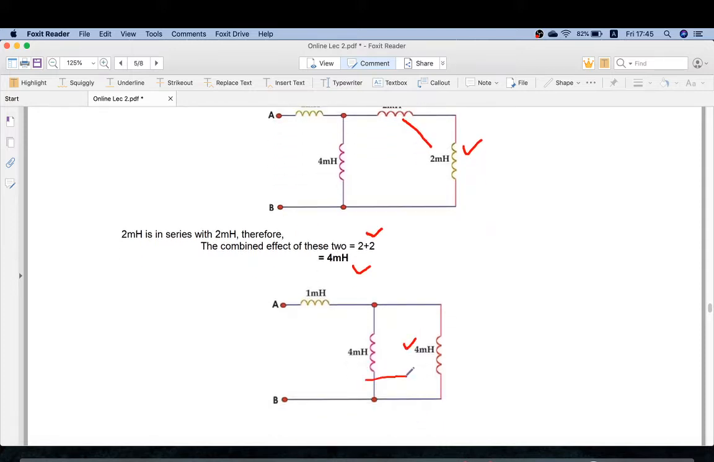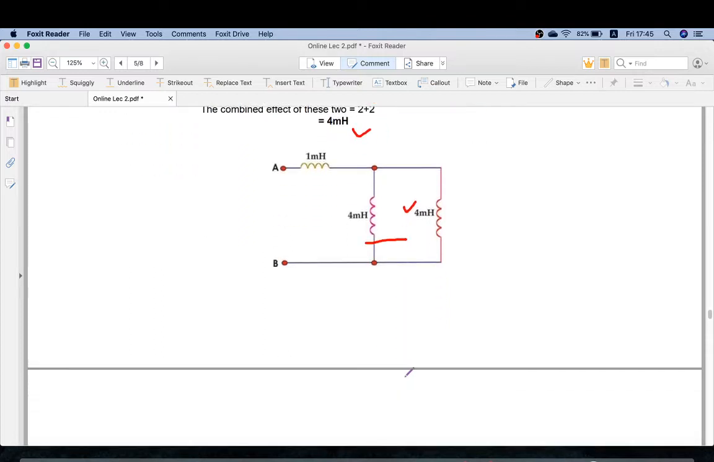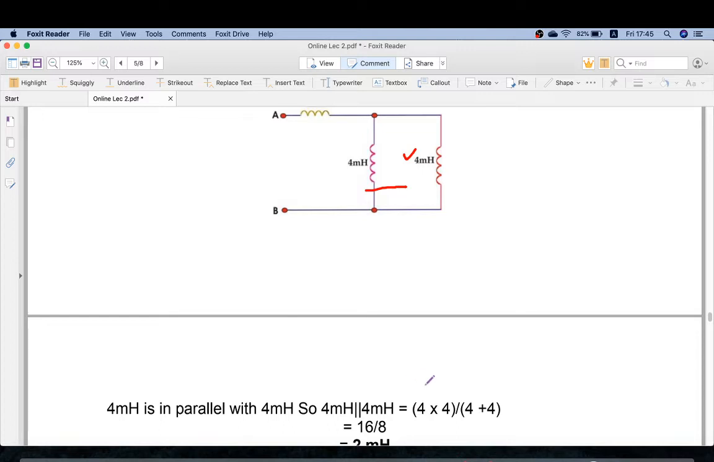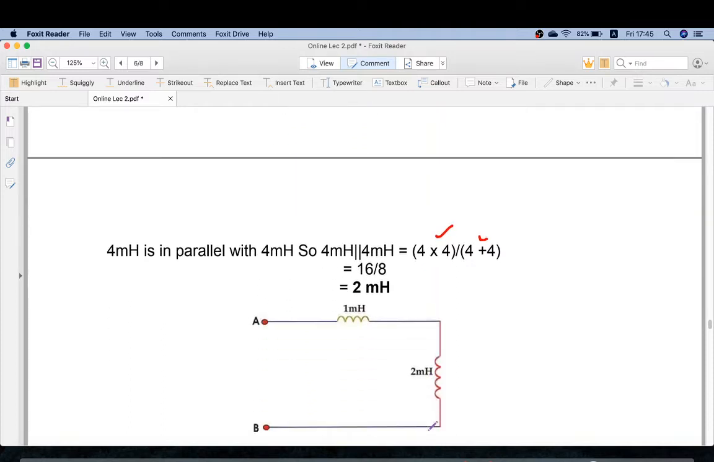These two are in series or parallel? These two are in parallel. So how do we solve this? 4 into 4 divided by 4 plus 4. So the final answer will be 2.